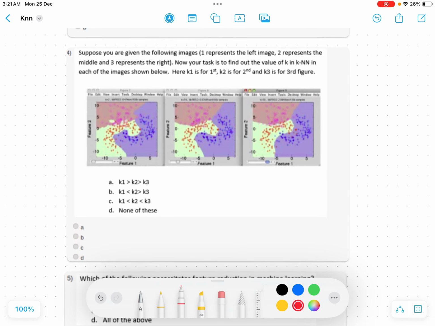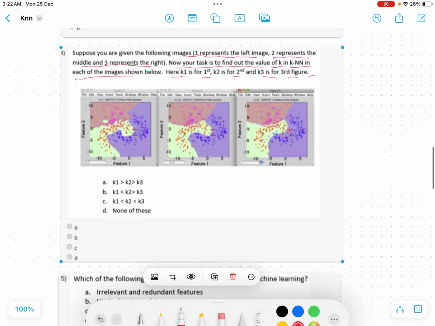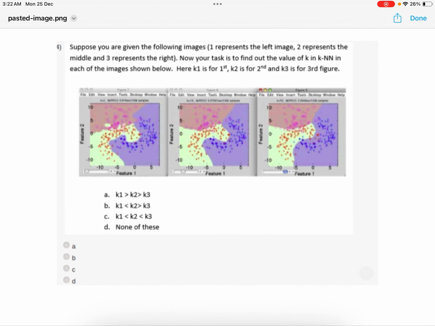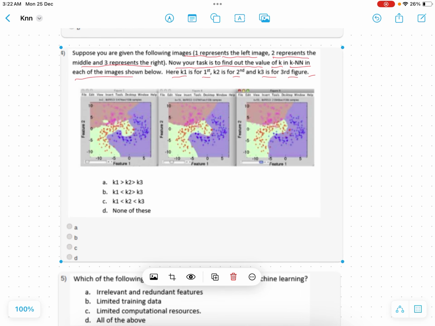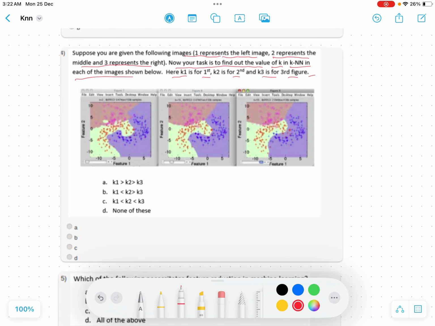Okay, let's look at question number 4. Suppose you have been given the following images. One represents the left image, two the middle, and three the right one. Now your task is to find the value of k in KNN in each of the images shown below. Here k1 is the first, k2 the second, k3 the third figure. So if you look closely at the image, look at this region.